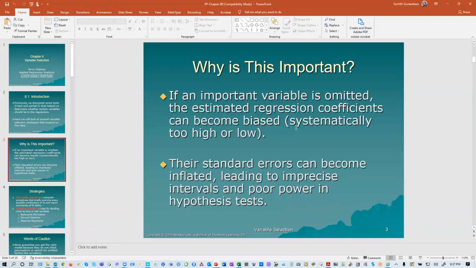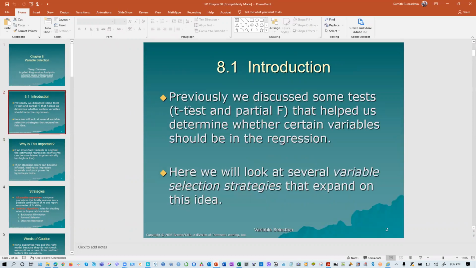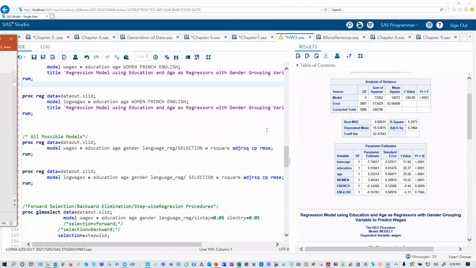That's why, previously we discussed the t-test, partial test, and the overall test to help us determine which variables to be included in the regression and which ones to be taken out, even though they were in the regression, but they don't show that much improvement for the model.